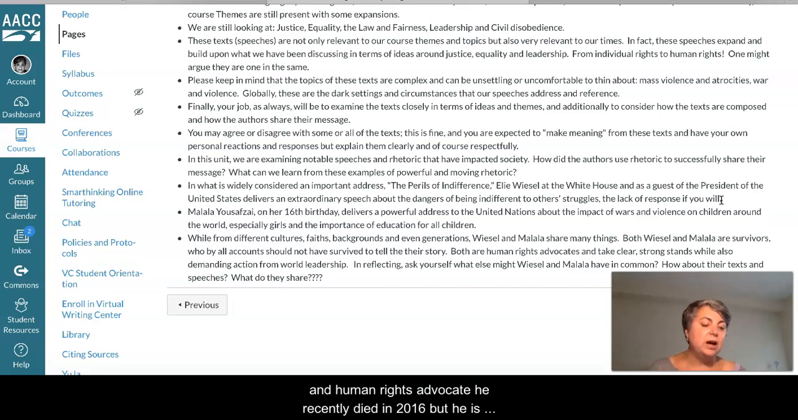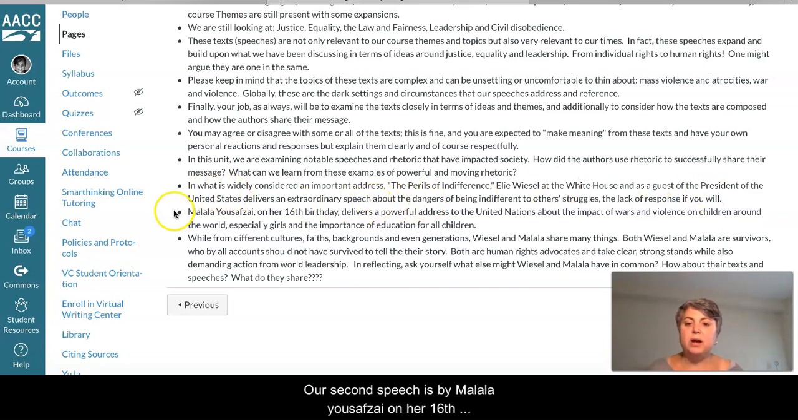He recently died in 2016, but he is widely known around the globe. He has gone from being identified with the Holocaust to being more widely known as a human rights advocate for people around the world. Our second speech is by Malala Yousafzai on her 16th birthday.